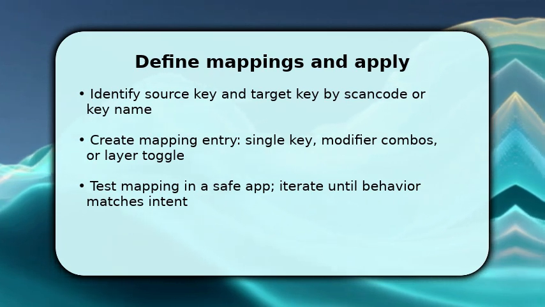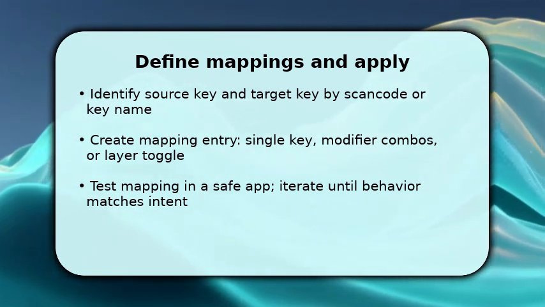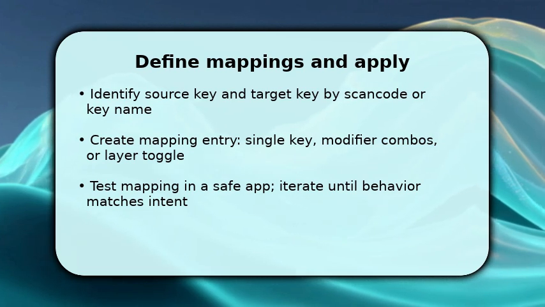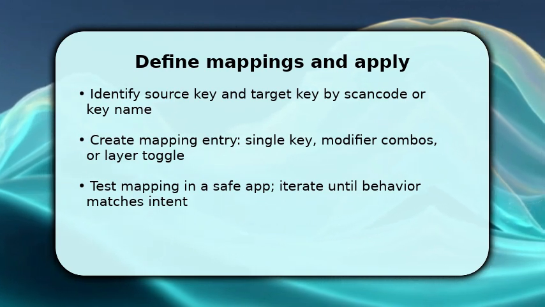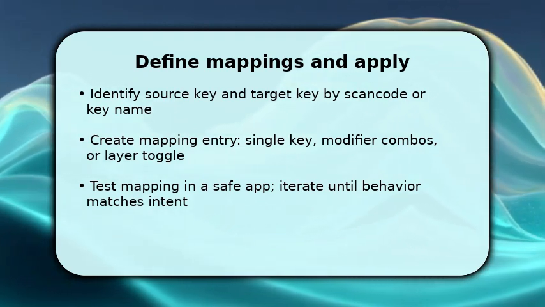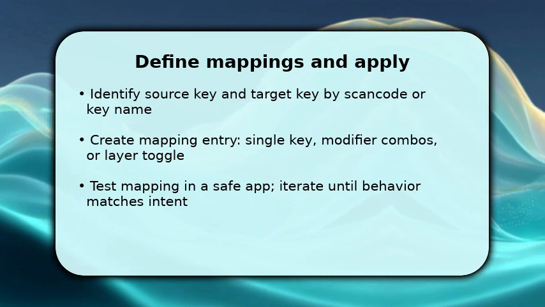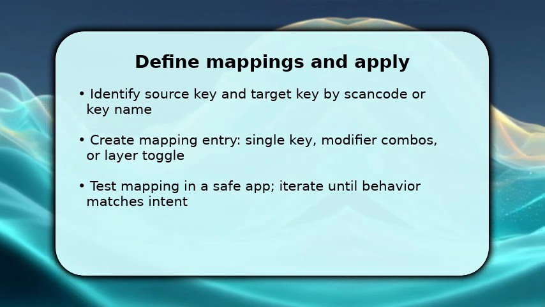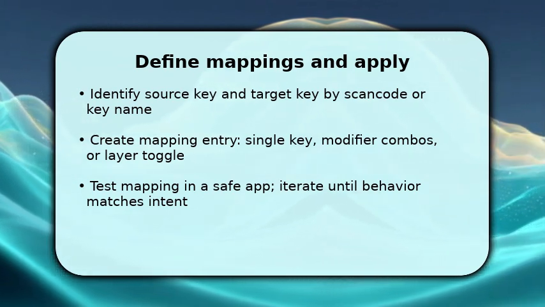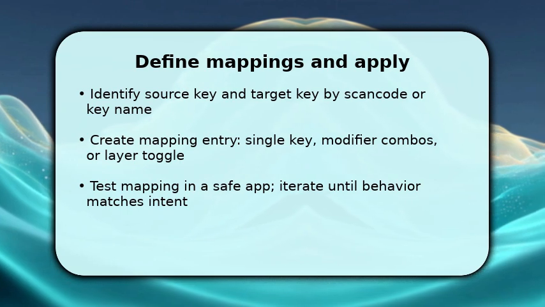Once defined, decide whether you need modifiers or a toggle layer for temporary behavior. This prevents accidental remaps. Apply the mapping and immediately test it in a simple text editor or terminal so you can observe side effects. If the result is wrong, tweak the entry and reapply. Iterative testing is faster than large simultaneous changes.